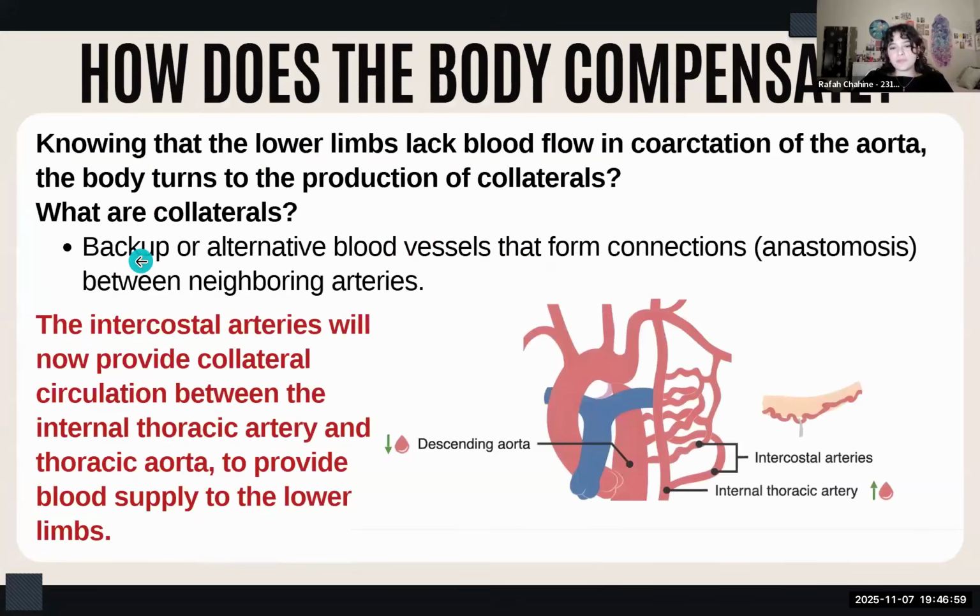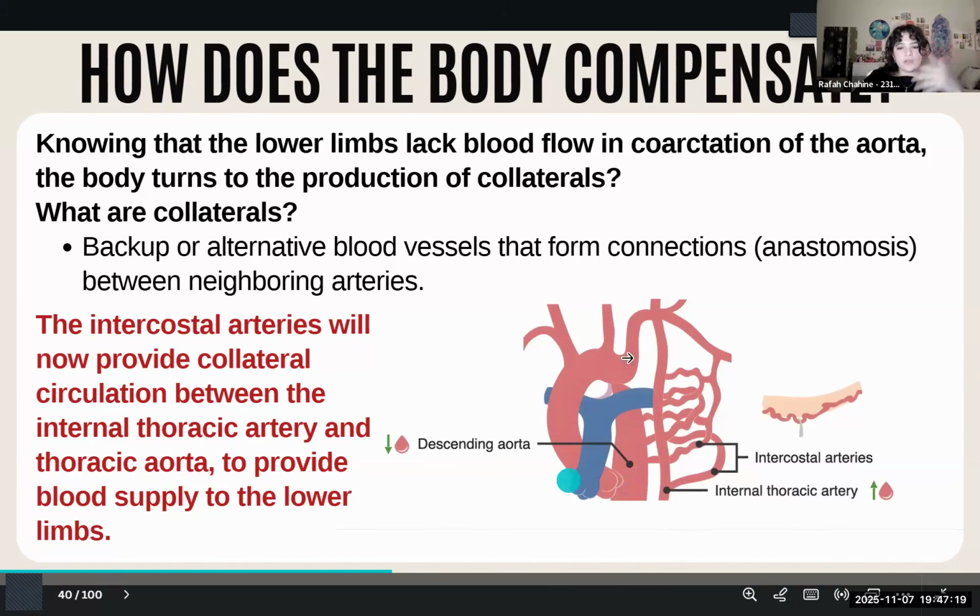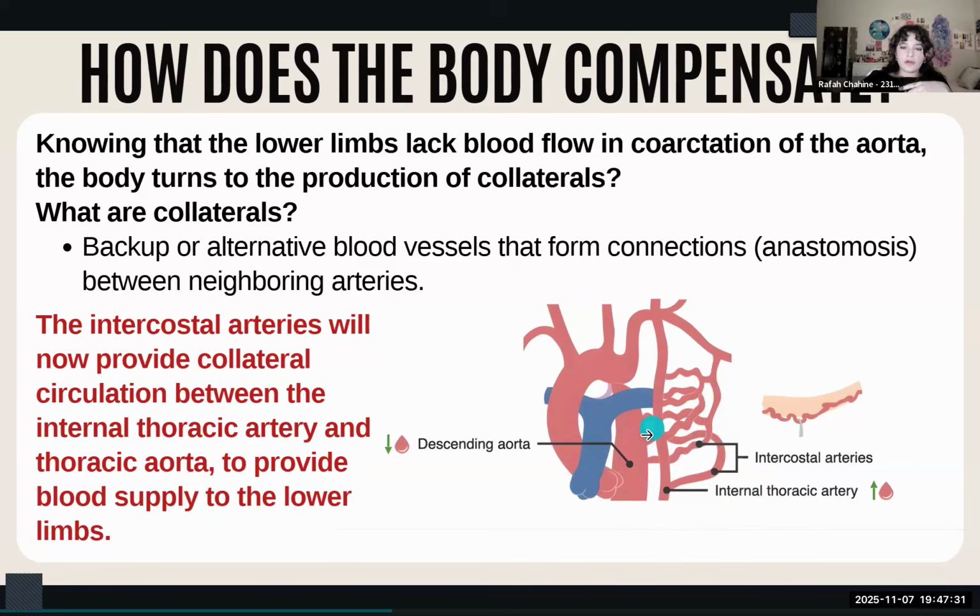Right. Now, how does the body compensate? Because I told you, we have less blood supply in the lower limbs. Obviously, our body's like, this is so not okay. How do I make things better? It makes things better through things called collaterals. Collaterals are alternative blood vessels that form, okay, to supply the area that is lacking. Okay. So where are these collaterals going to come from? They're going to come from the anterior intercostal arteries, and they're going to go and form collaterals with the thoracic aorta.